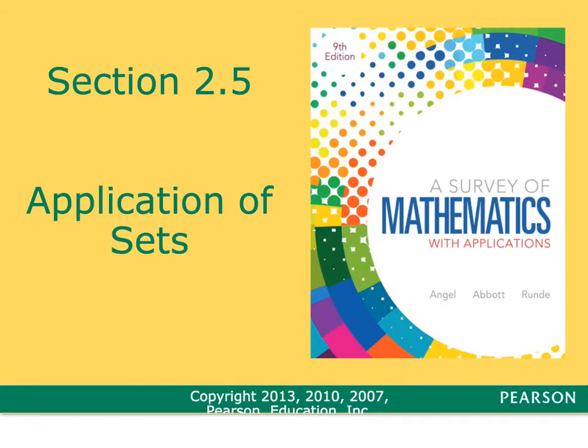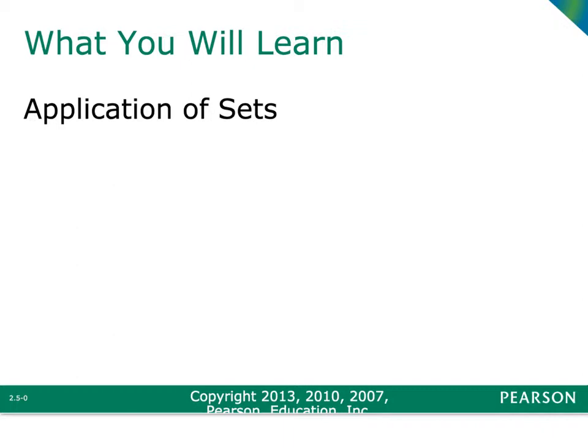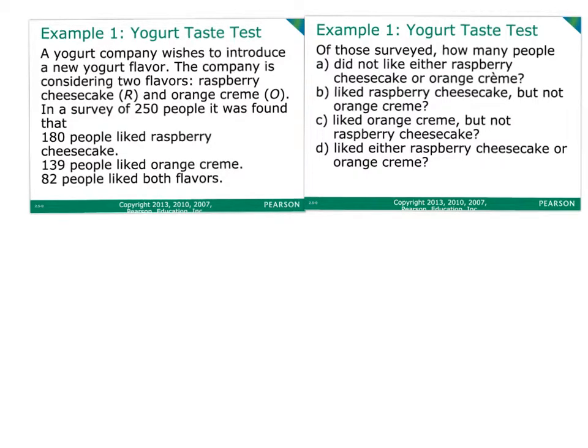Okay, now that we have learned all about Venn diagrams and sets, now we can start applying these sets to applications. So the objective here is application problems, which is a great way of saying story problems. So I've got an example here for you. I'm going to make it a little bigger while I read it to you.